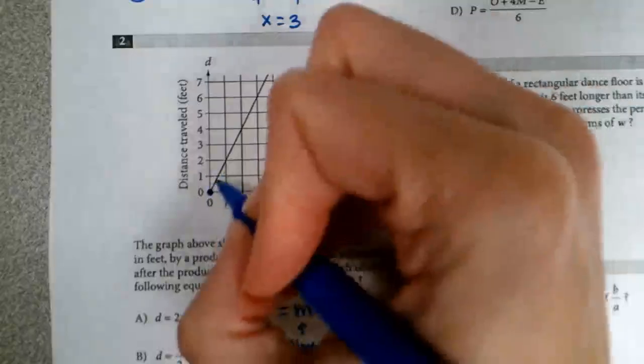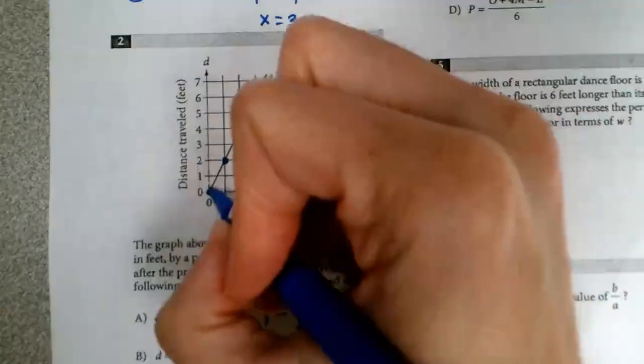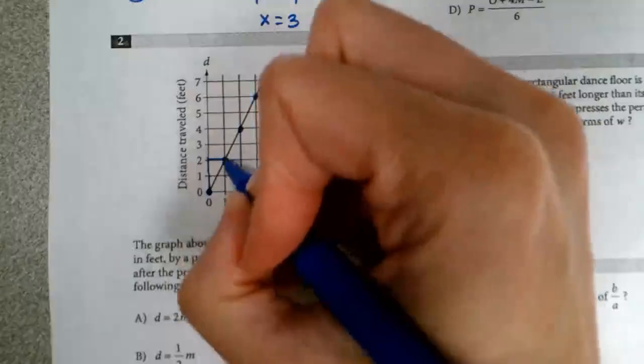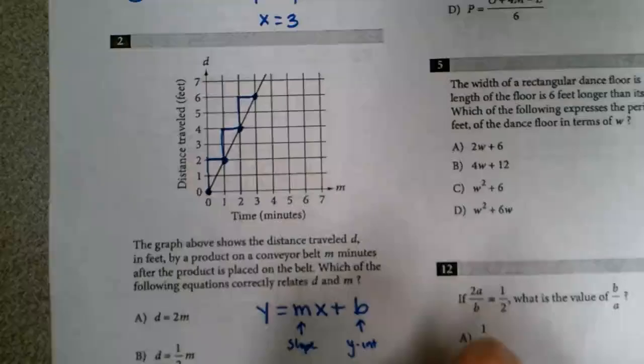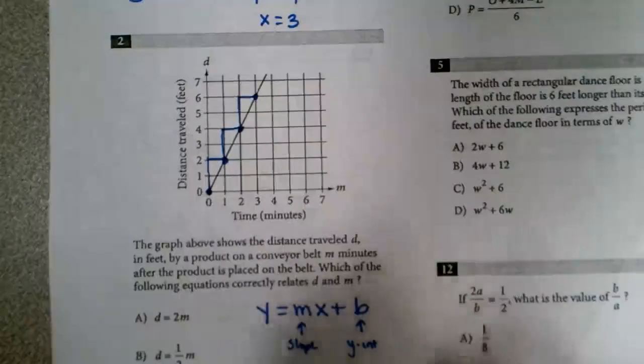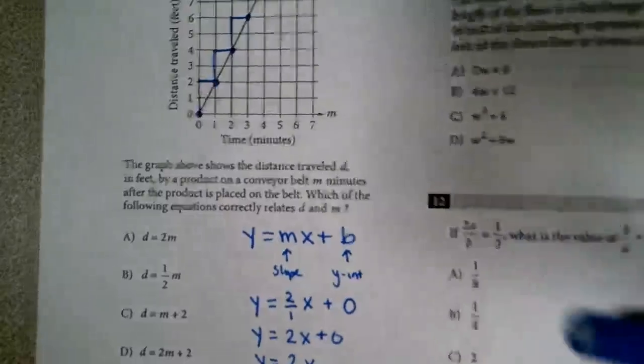My slope I can get by counting from any of these points. I go up 2 over 1, up 2 over 1, up 2 over 1. So my slope is 2 over 1, which is just 2. And then since I have plus 0, it's just going to be 2x.